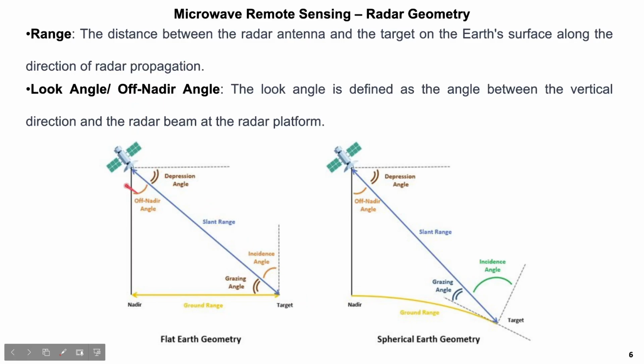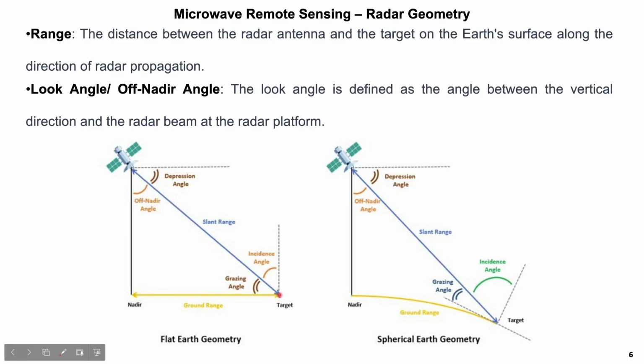And the second thing we have is the look angle or the off nadir angle. So with respect to your nadir line, how much the sensor is tilted away. So that is your off nadir angle. And if you take 90 minus theta, that will be your depression angle. So they are all interrelated.